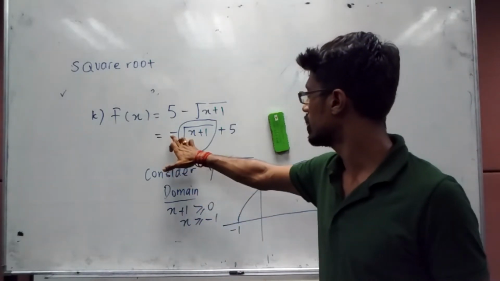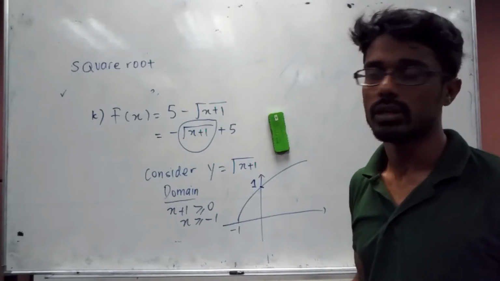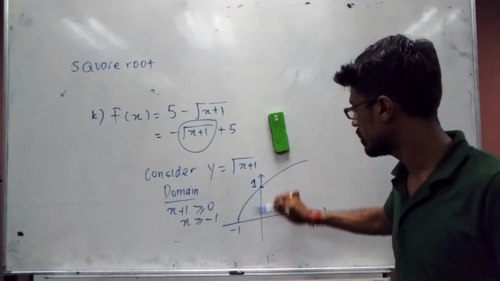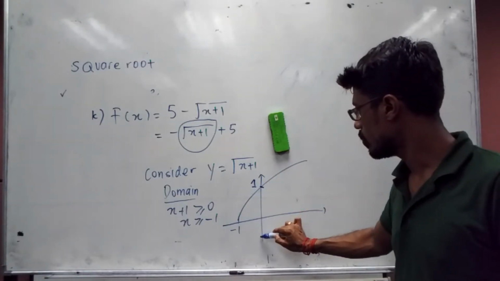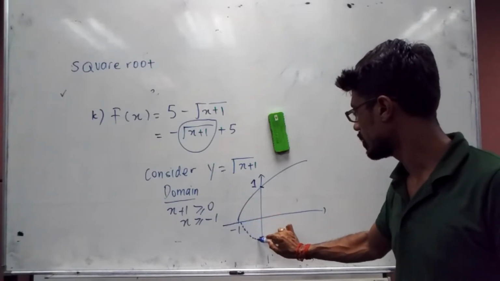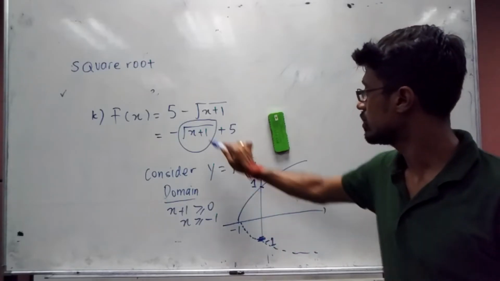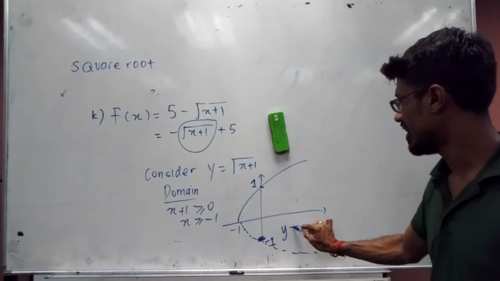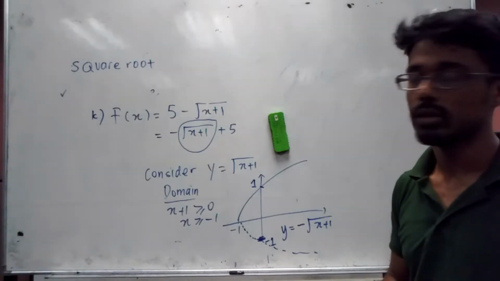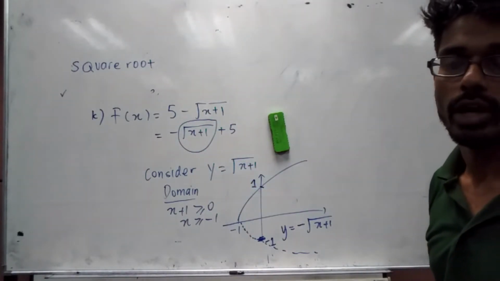Next, I need to go and get the negative part. Negative part is very simple. We have already seen time and time. To get the negative, I just have to reflect about the x-axis. So 1 will go to negative 1 here. So I will put in this dotted line to represent your negative. So this will be y equal to negative square root of x plus 1. So we are already halfway to getting our final graph.